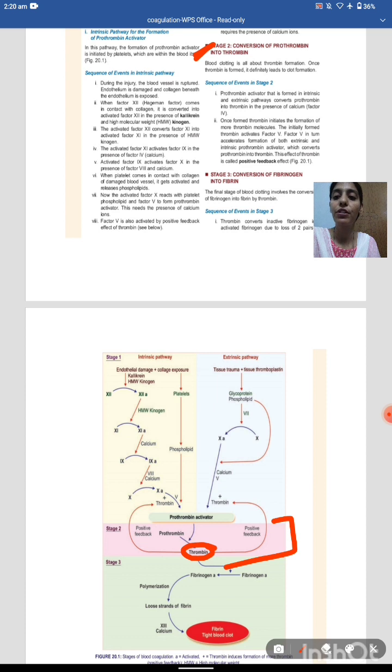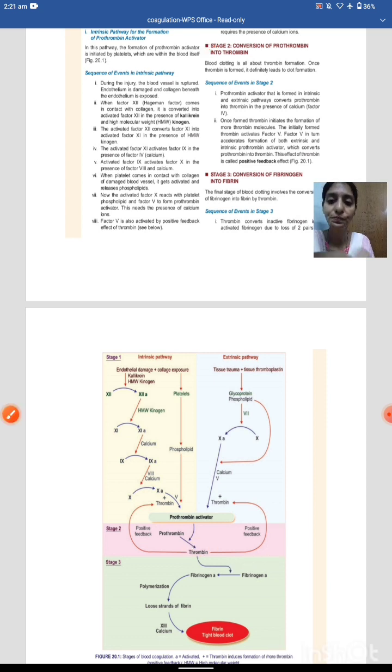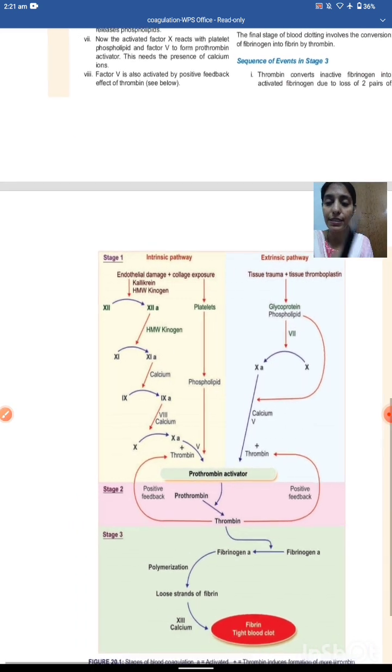Once thrombin is formed, it initiates the formation of more thrombin molecules. The initially formed thrombin activates factor number 5. Factor number 5 in turn accelerates the formation of both the extrinsic as well as intrinsic prothrombin activator, which converts the prothrombin into thrombin. So basically this is a kind of positive feedback control. So let's see in this diagram.